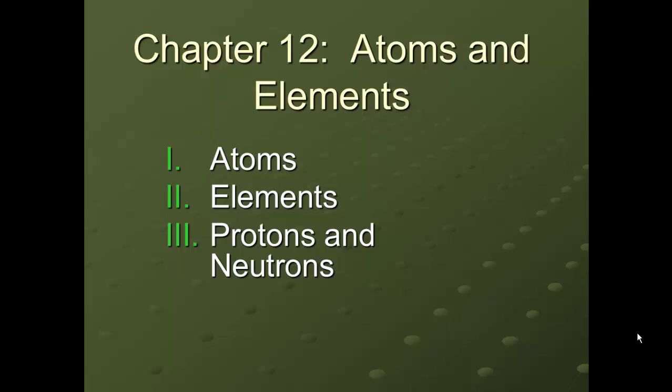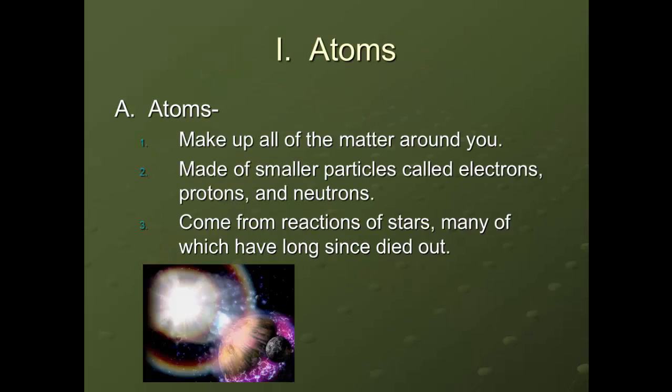We're going to go through chapter 12, and we're going to start by talking about atoms, elements, and the things that make up your atoms and elements, which are protons and neutrons. So to begin with, we'll talk about atoms. You've probably heard the word atom before, even if you haven't taken chemistry, and it is the smallest particle that has an individual identity so far as a substance that it becomes.